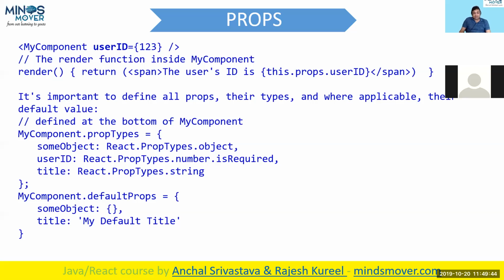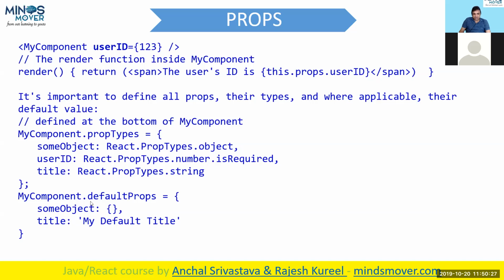Props can be defined at the bottom of the component. You can define the property type, so whatever property you are going to use, you can declare it. For example, userId is required and it's a number, someObject is a normal object, and title will be a string. This is where we define the type of the property, and we should do it at the bottom of our component. Then we can have default values as well. Default values help if the user doesn't provide a value while using the component; in that case these values will be used. And sometimes we want to do some checks, right?